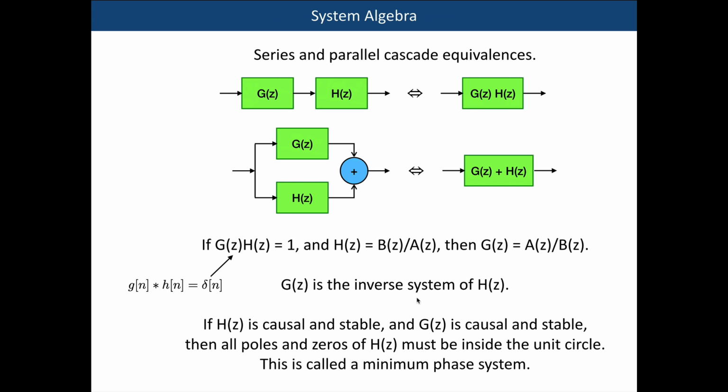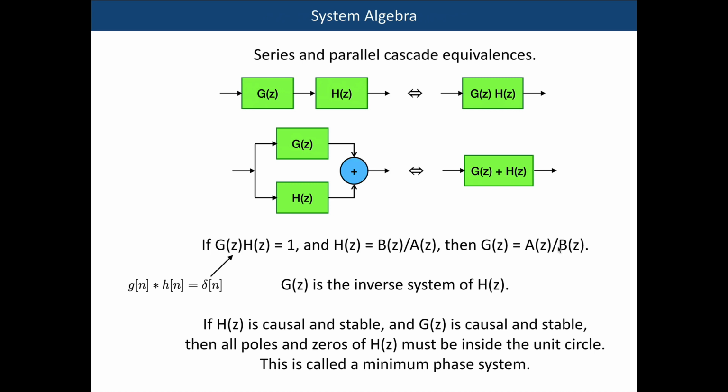Remember, for causal and stable, all of the poles must be inside the unit circle. And let's suppose that we also want G, the inverse, to be causal and stable. What would be required in that case? Well, notice that the poles of G are the zeros of H, because B contains the zeros of H, but B is the denominator polynomial of G.